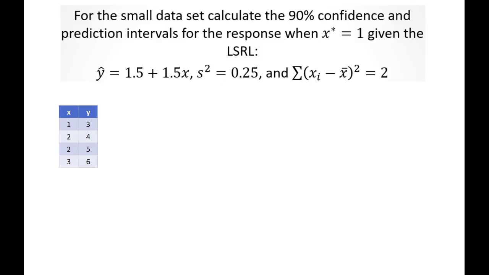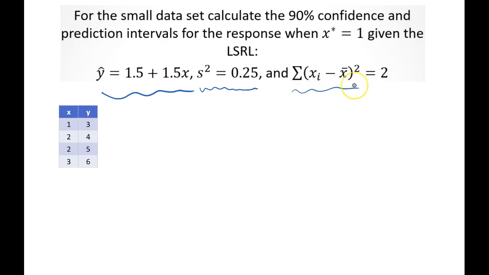From the small data set, we're going to calculate the 90% confidence interval and prediction error intervals for the response when our new value, so the value we want to predict for, is equal to 1. Given the least squares regression line is equal to 1.5 plus 1.5x, our s squared, the estimate for the variance in the population, is 0.25, and the sum of xi minus x bar squared is equal to 2.